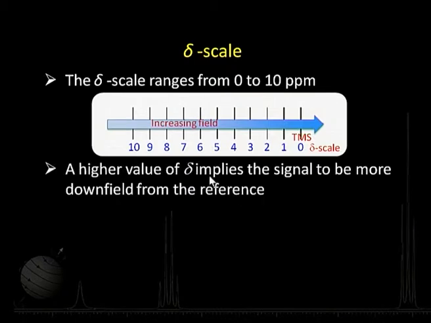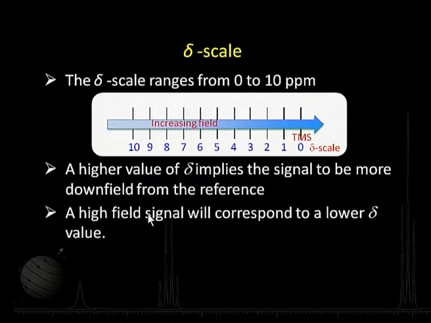Now, a higher value of delta, say 7, is higher as compared to 3. If the value of delta is high for a given signal, we say it is downfield, because this is low field, and this is increasing towards high field. So a larger value of delta indicates a downfield proton, and a high field signal will have a low value of delta. This is intriguing, because some people found it odd. There is a reciprocal relationship: as the delta value increases, the field decreases.